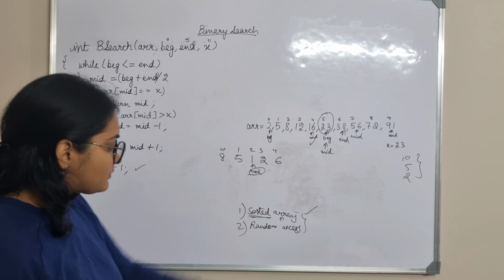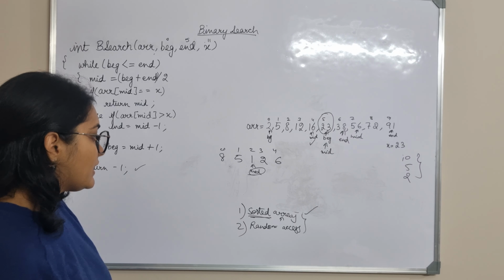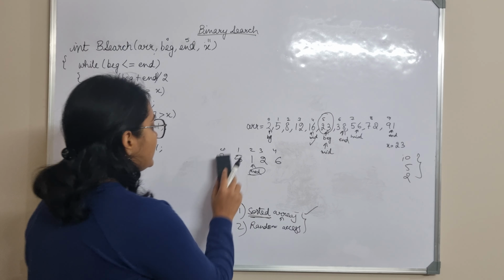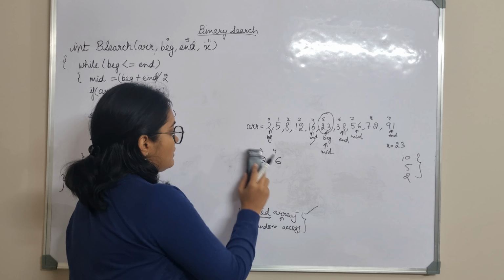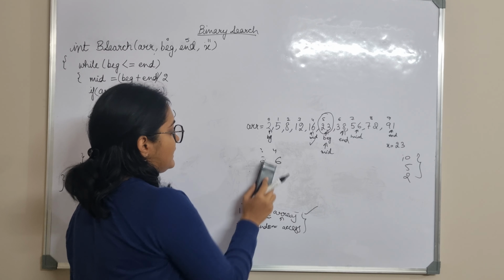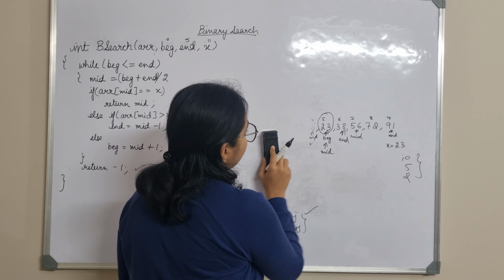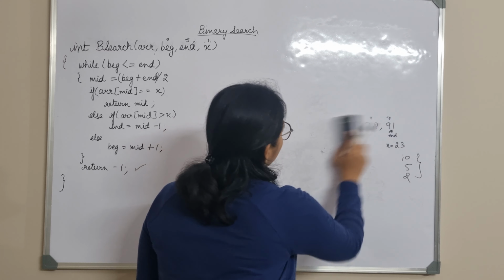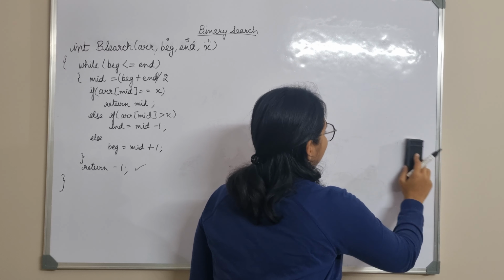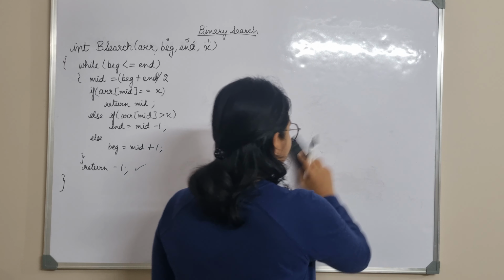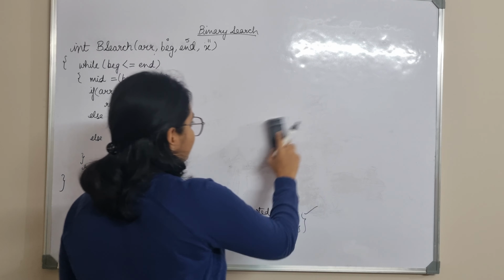Talking about the next point, first let me derive the complexity of this. Okay, 10, 5, 2, you remember, right? 10 and 5 and 2, the search space first.